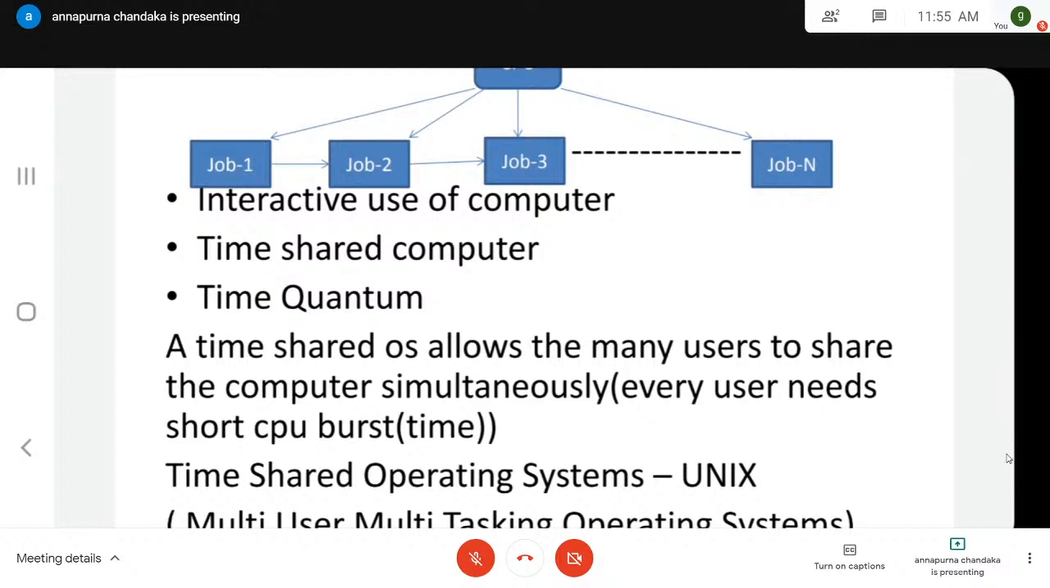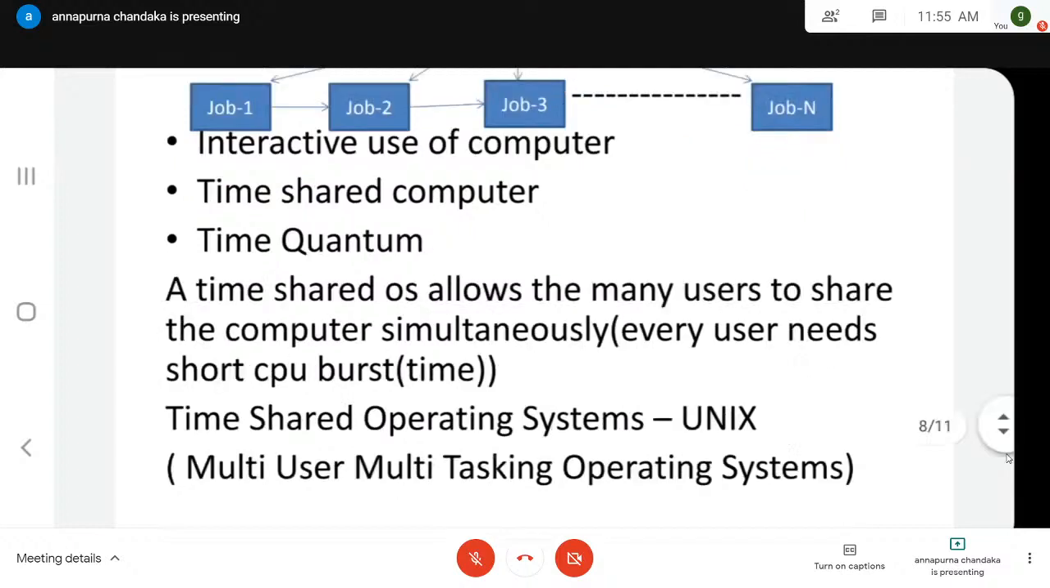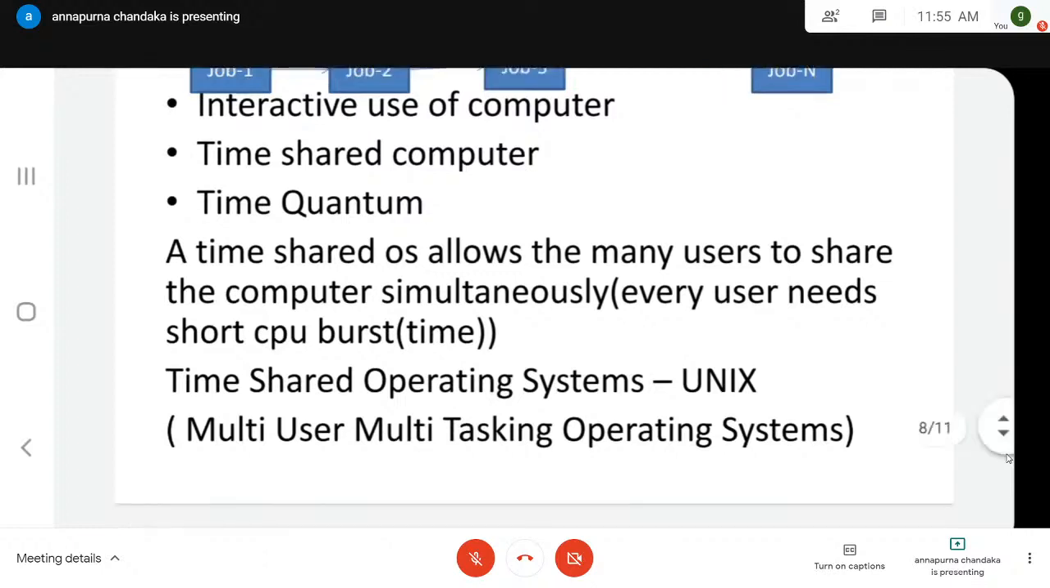Number two, the single user multitasking operating system. One user can sit on one CPU and do multiple jobs at the same time. The best example is Windows. In the Windows operating system, you can open multiple windows at the same time and do all the jobs at the same time. That is going to be called a single user multitasking operating system.